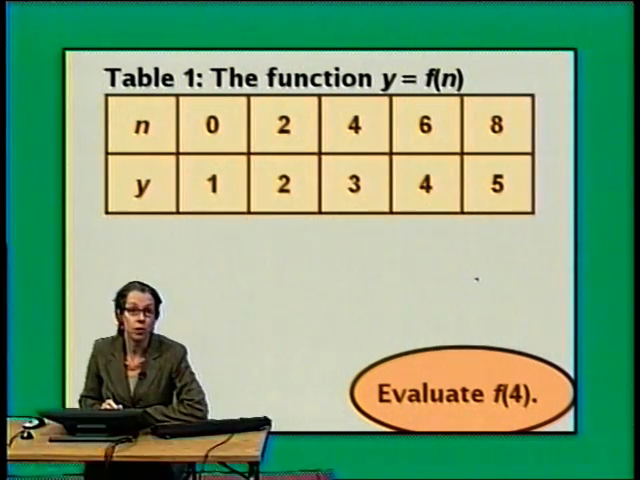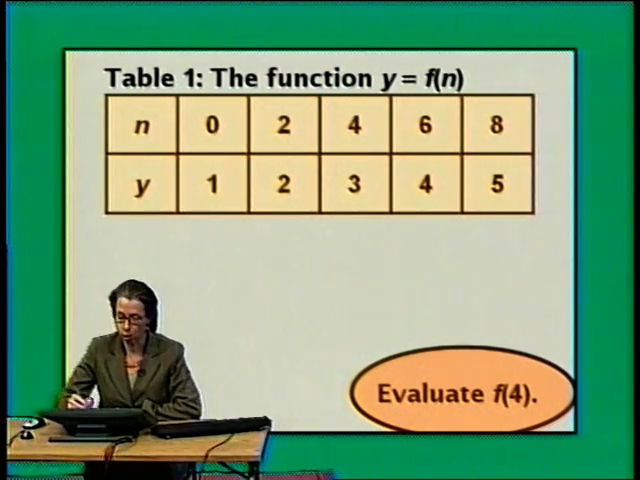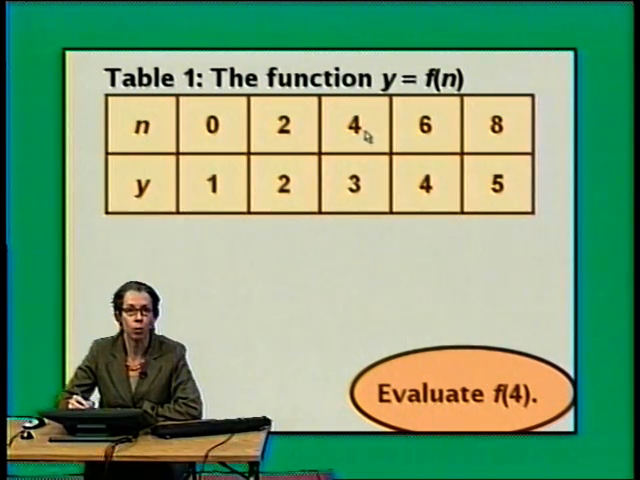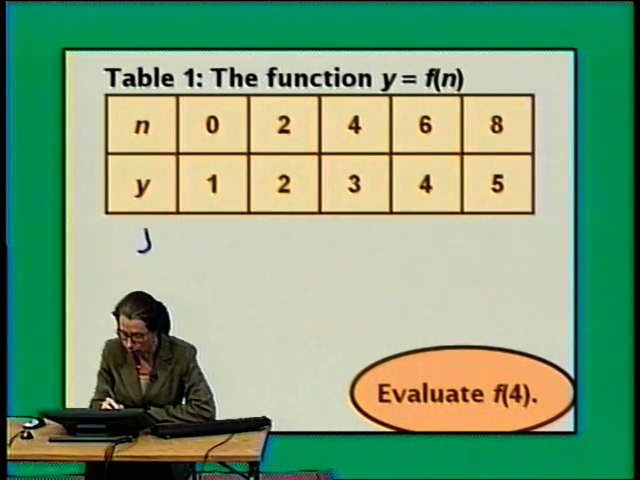So now let's use the table to evaluate f of 4. So the input is 4. The n value is 4. So I'm looking here in the table. What's the corresponding output? Remember, y is a function of n. It's going to be 3. So according to the table, f of 4 equals 3.